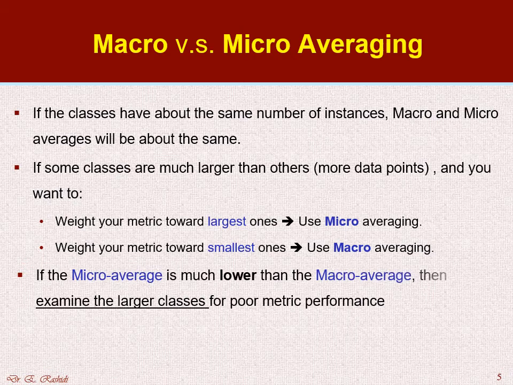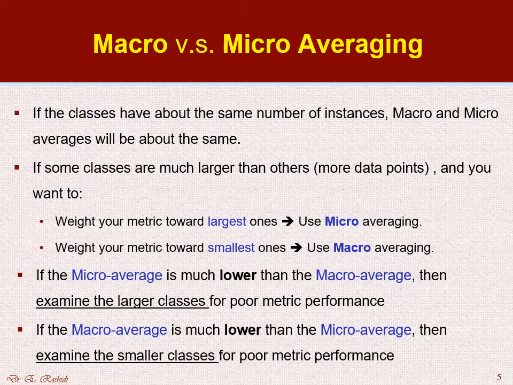If the micro average is much lower than the macro average, that means it's smaller, then examine the larger classes for poor metric performance. Find the classes that have the largest number of instances, and then investigate those for the reason for poor performance. On the other hand, if the macro average is much smaller than the micro average, then examine the smaller classes, the classes with the smaller number of instances, for poor metric performance.